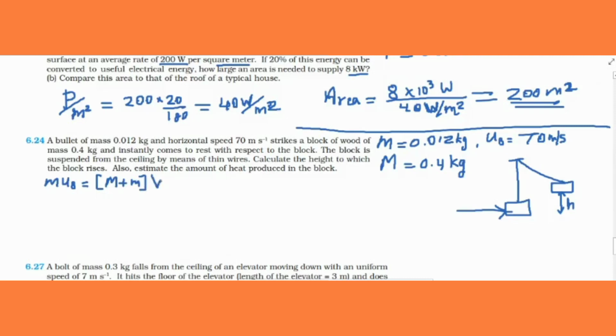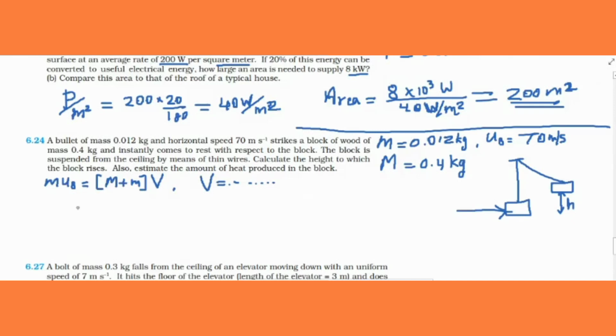into v, where v is the initial velocity of the block with which it rises. So from this equation, rearrange this equation and find the initial velocity of the block. You can find the initial velocity of the block.